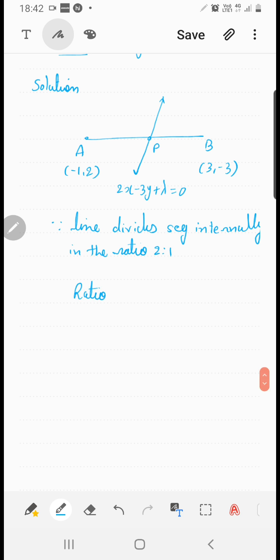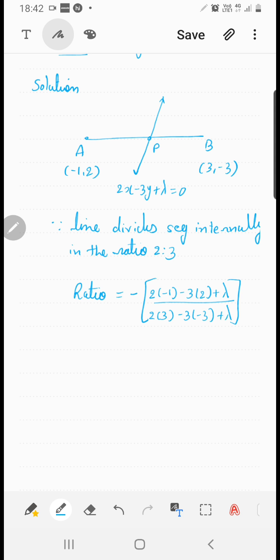So the ratio is 2 is to 3, equal to minus of... Let us take the coordinate of the point and substitute in the equation. So 2 into minus 1 minus 3 into 2 plus lambda. Let's take the second point and substitute in the equation. So what we get is 2 into 3 minus 3 into minus 3 plus lambda.